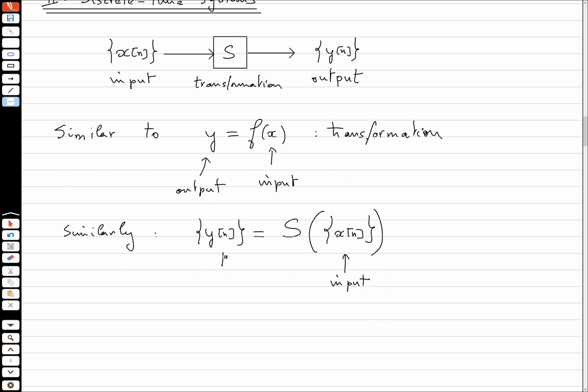Input, output. But what is the difference between this and that? In this case, the input is one number, and the output is one number. Here, the input is how many numbers? An infinite number of numbers. It's something crazy. And the output is an infinite number of numbers. And this is where you're going to have a hard time. We transform an infinite number of numbers into another infinite number of numbers. Okay?